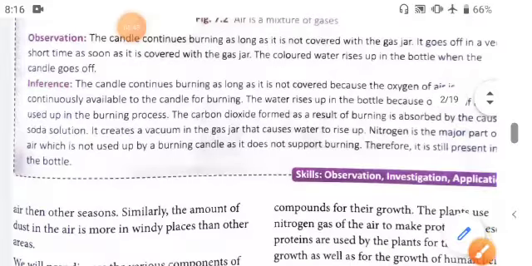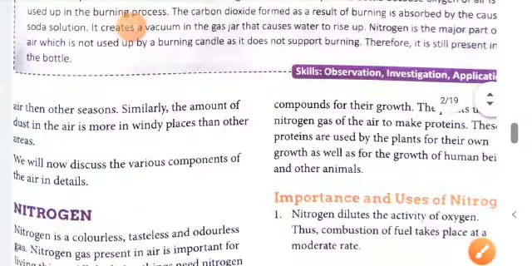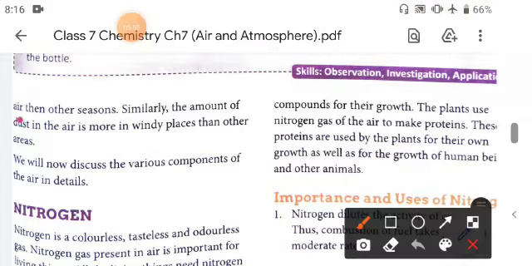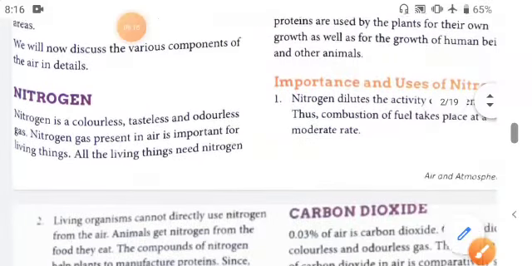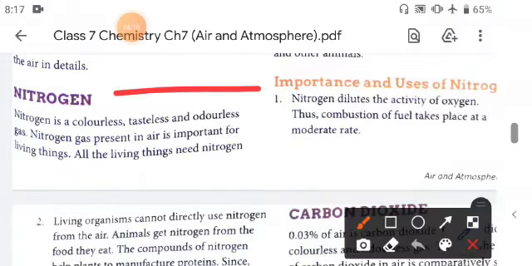Okay, now air: you know that air is a mixture of different substances, and its composition differs from season to season. Similarly, the amount of dust in the air is more in windy places than in other areas. We will now discuss the various components of the air. At first, nitrogen. You know that nitrogen is a colorless, tasteless and odorless gas.